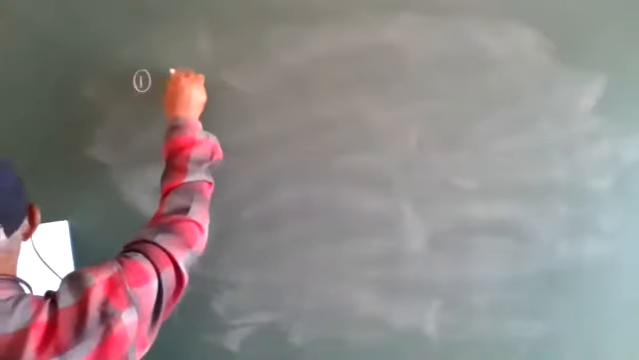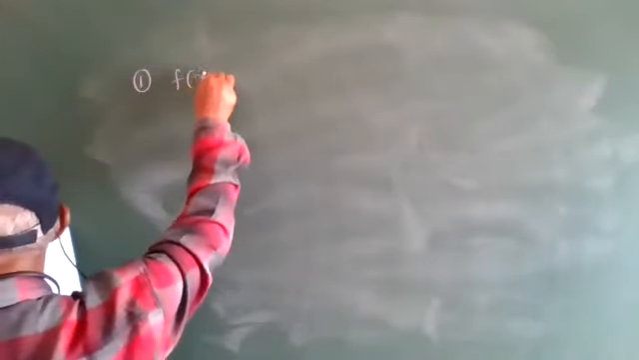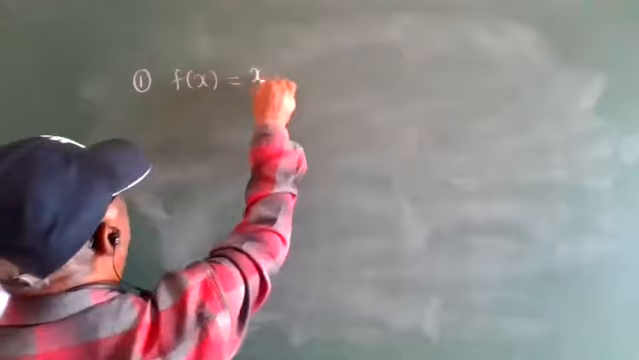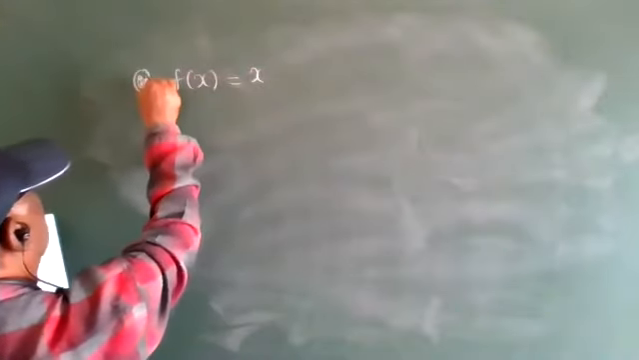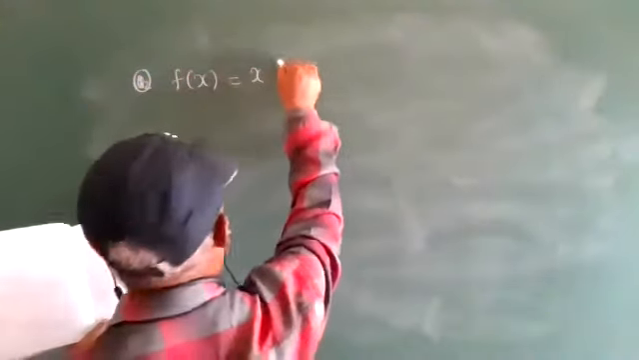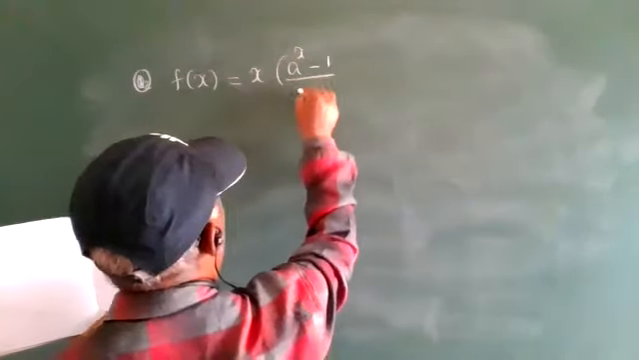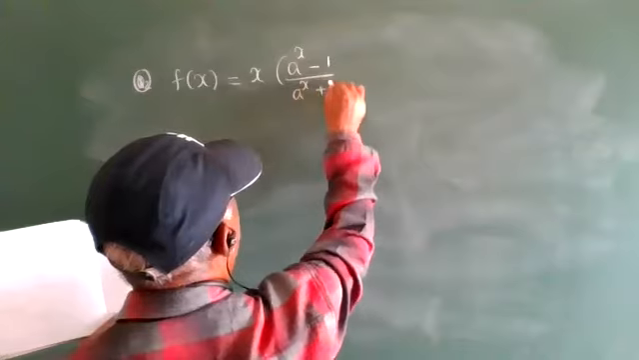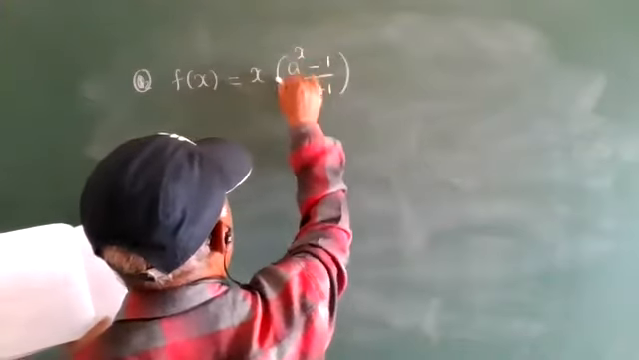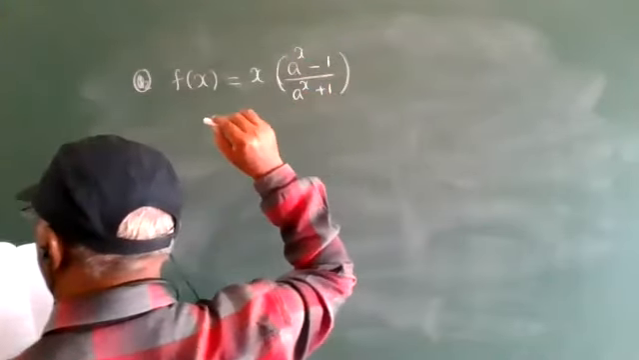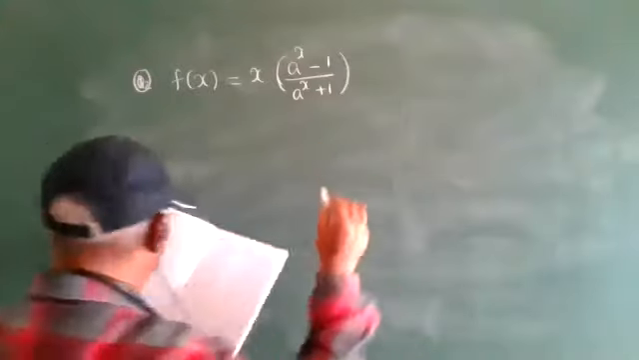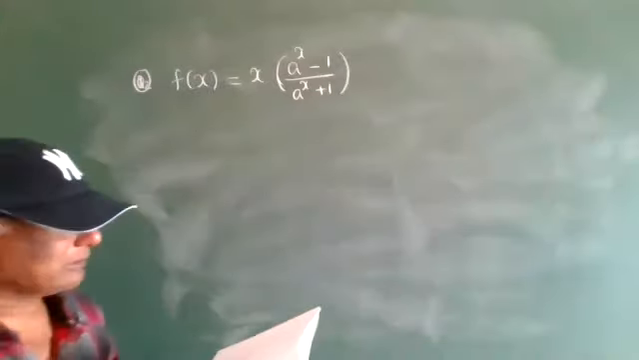Everyone observe, the second problem is to check whether the function is even or odd. I will write the first problem: f of x is equal to x. And the second problem: f of x is equal to x into (a power of x minus 1) by (a power of x plus 1), bracket close. This is one problem, and one more problem also we will do.